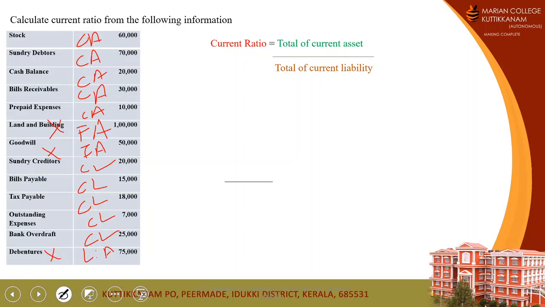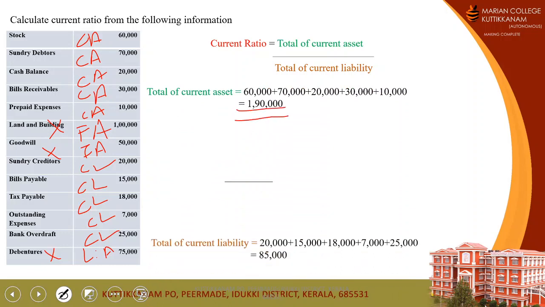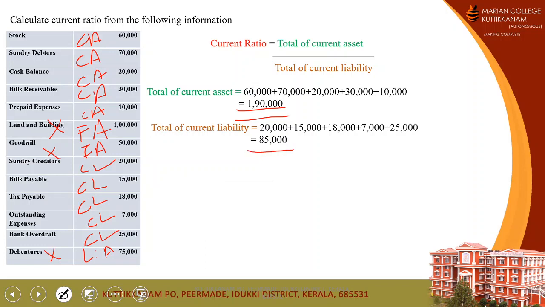So now we can calculate the total of current asset and total of current liability. So the total of current asset is 1,90,000 and the total of current liability is 85,000. So then we can apply these figures in the ratio, that is current ratio equals current asset divided by current liability. That means 1,90,000 divided by 85,000, which gives an answer 2.24, or we can write it as 2.24:1.